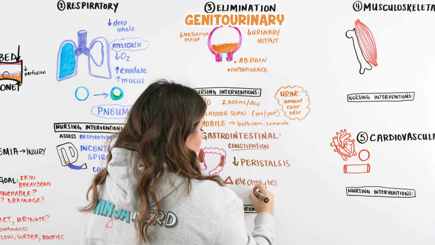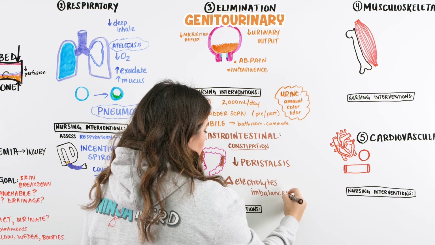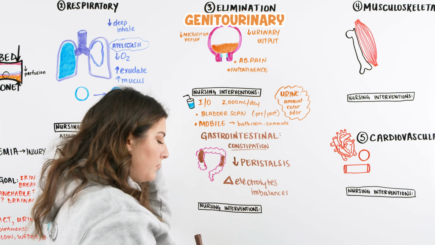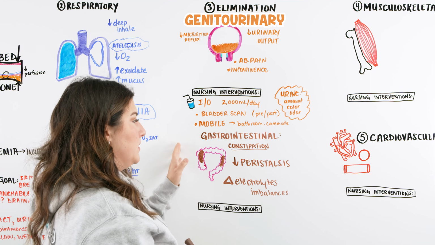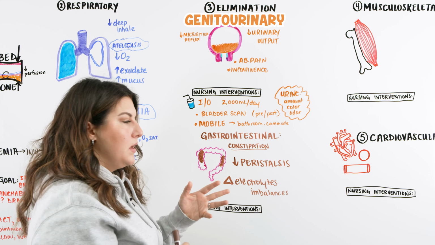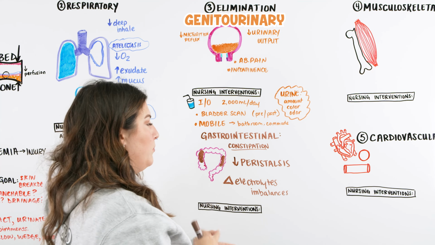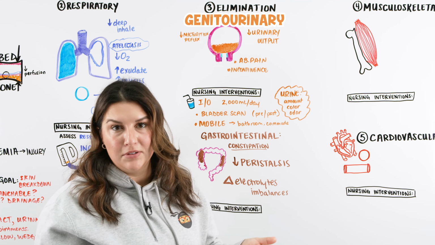So there might be imbalances, right? So what are some nursing interventions we can do for a patient who is potentially going to be at risk for constipation because they're not getting up? It's not easy to go to the bathroom. They're kind of out of their element. They're not going into the bathroom. Maybe they're not allowed to get up, right?